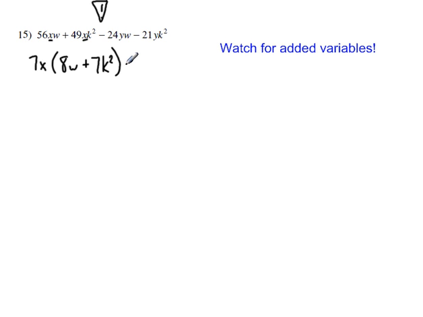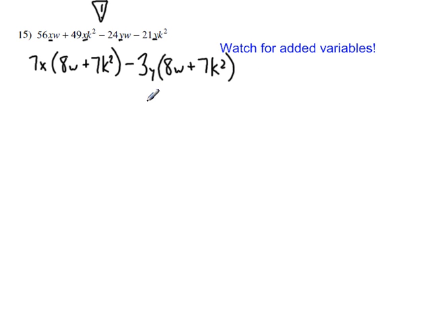Now it's going to be a subtraction problem. What's the biggest thing in 24 and 21? That's going to be 3. And I have a y in both of these terms also, so I'm going to take a y out. That leaves me with 8w plus, and you could probably guess, 7k to the second.